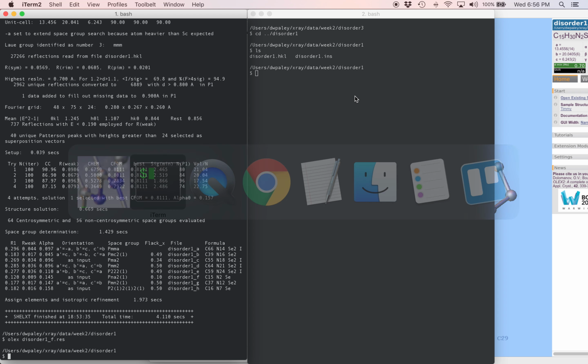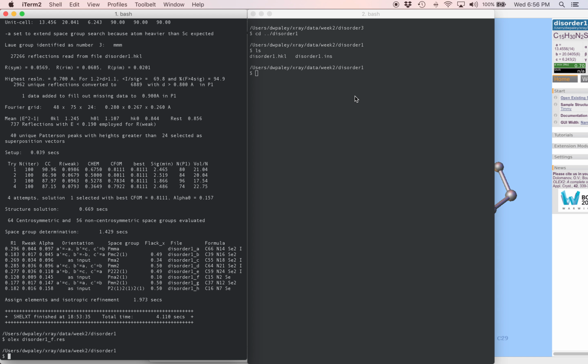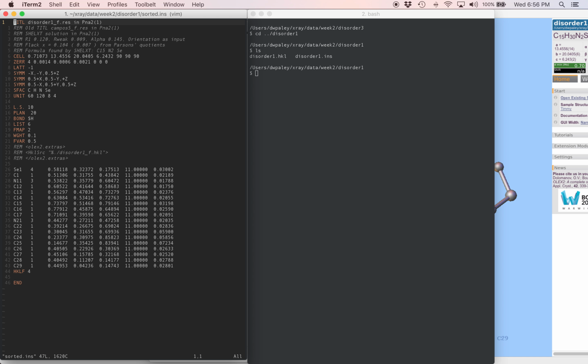I'm going to come back to my terminal. I like to have 2 terminal windows side by side because then I can look at my shellxl code in Vim and I can run refinements in the other window at the same time. So let's open sorted.ints in the left window. This all looks pretty familiar, and we can see that the atoms are in order, so that's good.